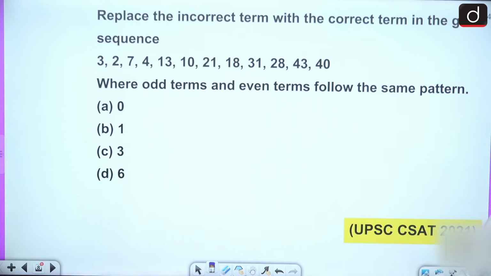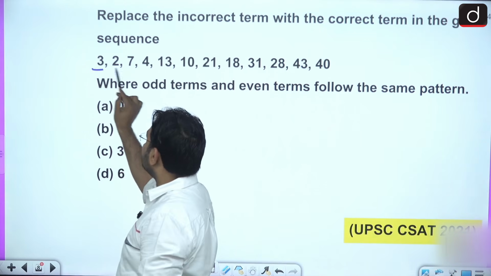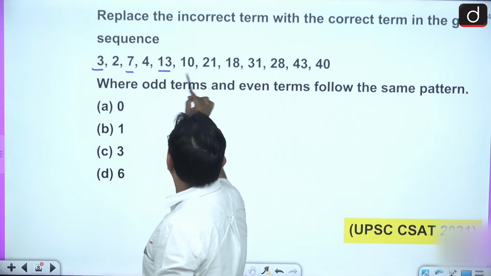Replace the incorrect term with the correct term in the given sequence 3, 2, 7, 4, 13, 10, 21, 18, 31, 28, 43 and 40, where odd terms and even terms follow the same pattern. Odd term and even term follow the same pattern. Odd term means first, third, fifth.